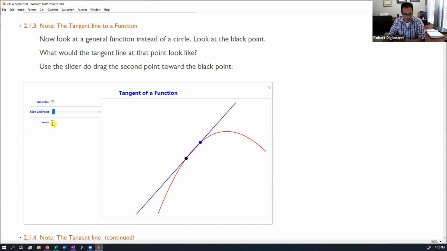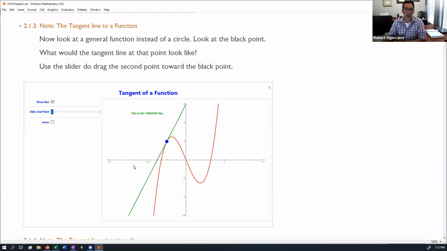You can zoom in on this, so you can see I'm zooming in now. I'm trying to slide that point right on top of the other one until I get to this magical place right there. So now I have created the tangent line.